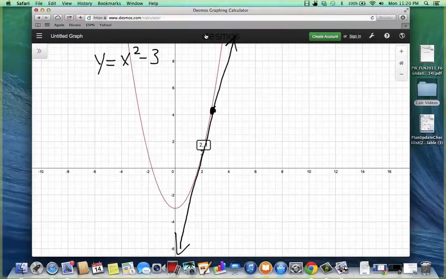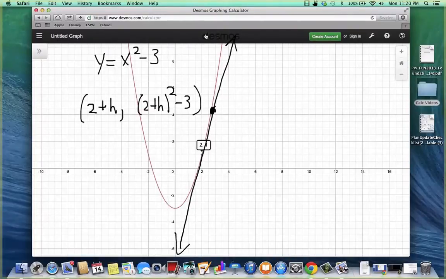When the point that I chose is very close to (2, 1), then the slope of this secant line will be very close to the slope of the tangent line that we want. Now let's define the coordinates of this nearby point. I'm going to let the x-coordinate for this point be 2 plus a small positive number, let's call it h. Then if I plug this x-coordinate 2 plus h into the function, the y-coordinate will equal (2 plus h) quantity squared, minus 3. So those are the coordinates of this nearby point.